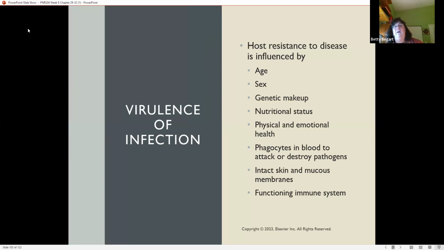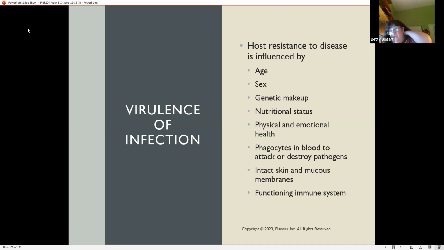So the virulence of infection, host resistance: the person's resistance is influenced by what? If you're younger, you have more of an immune response against it. If you're older, you're going to have less. Sometimes it's male, female, genetic. Nutrition always makes a difference. If you're eating properly, you have more resistance against these things. If you're not, your body's defenses are down. Physical and emotional health does make a difference.